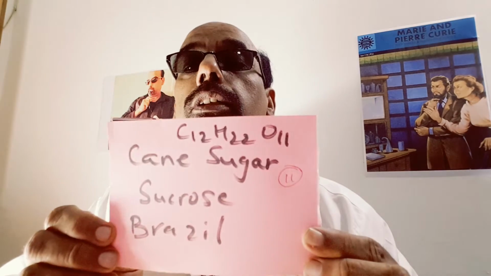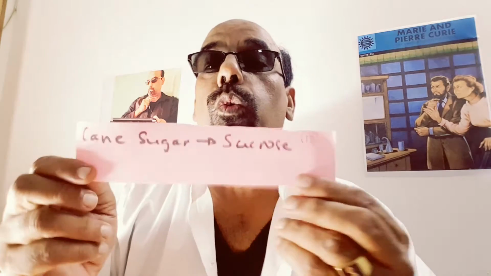In Brazil, ethanol is manufactured by fermentation of cane sugar, C12H22O11. Cane sugar contains sucrose, C12H22O11. It is a disaccharide. It is a carbohydrate. The cane sugar is converted to sucrose.